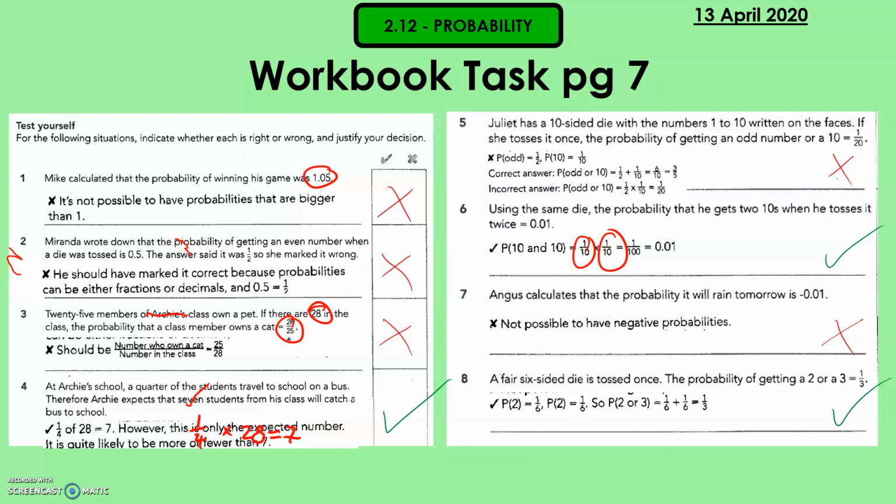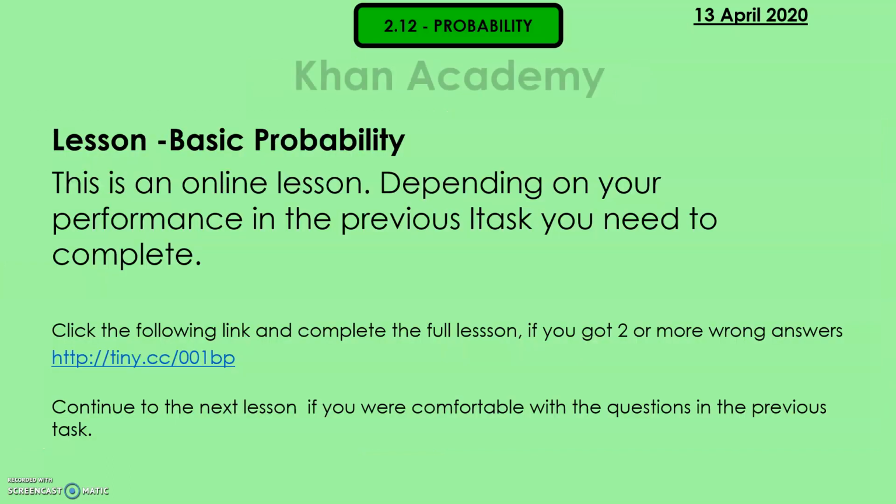What I want you to do is make sure you mark it correctly and really be as accurate as you can, because I want you to make sure that you're able to spot those problems and get those answers correct, because that's basically it for this lesson.